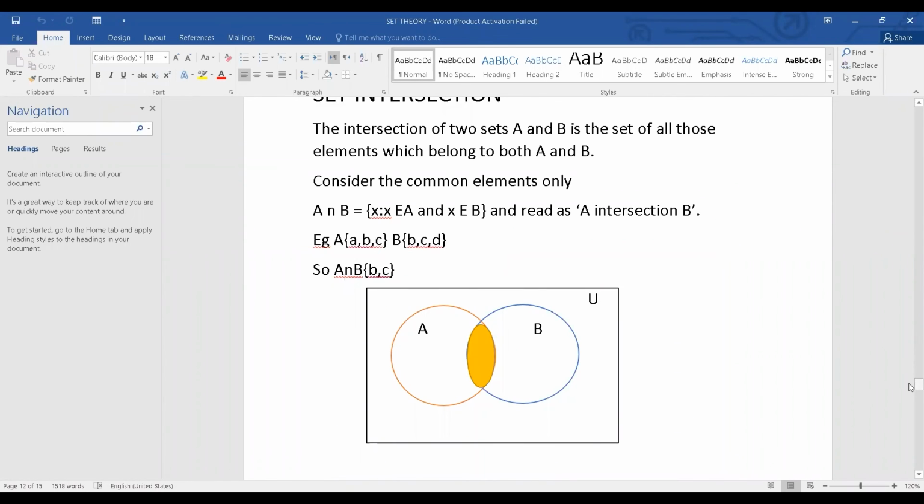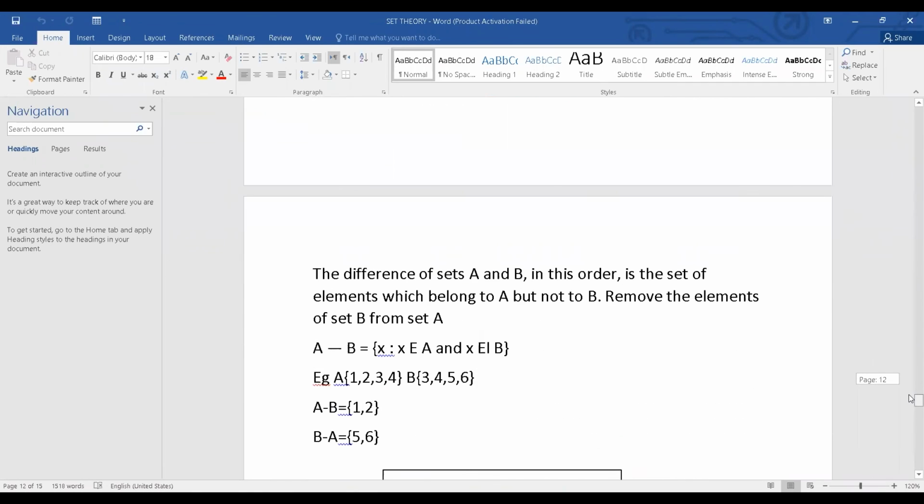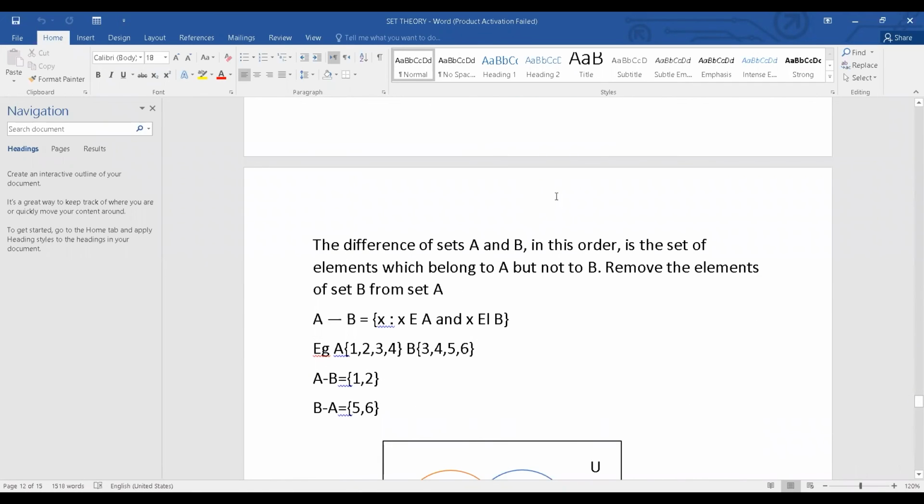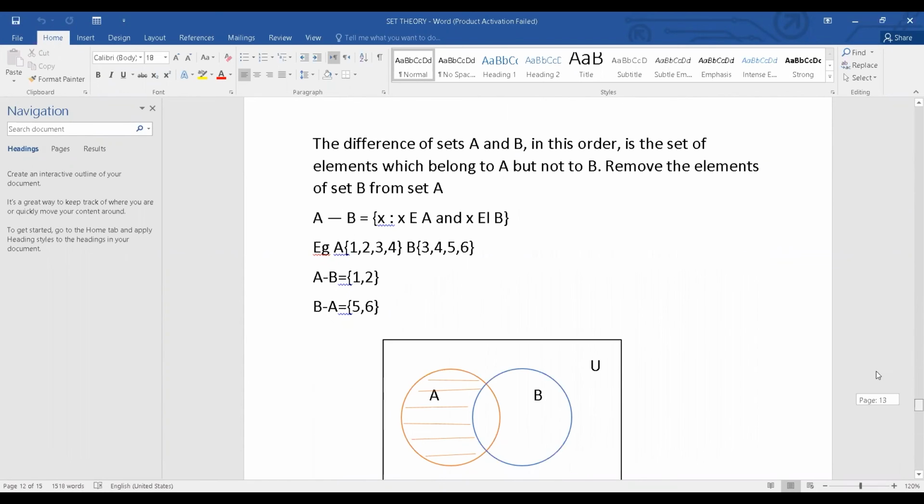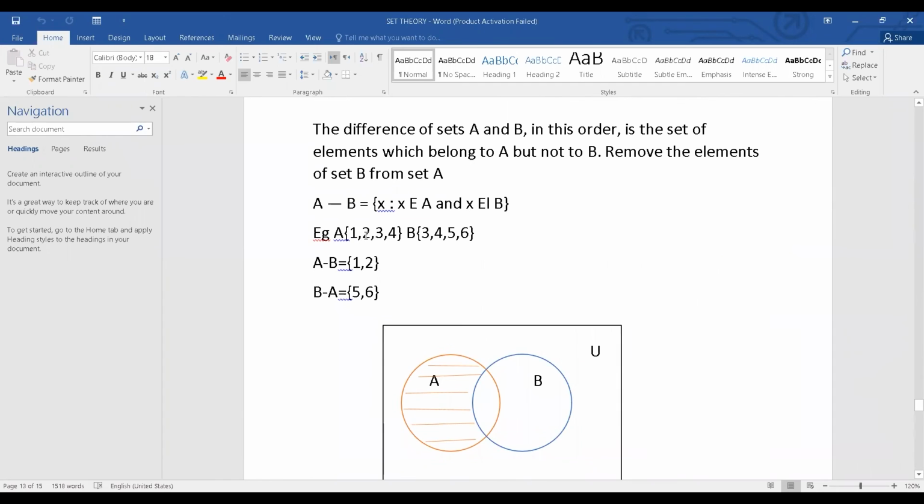Then we have set difference. The difference of sets A and B in this order is the set of the elements which belong to A but not to B. Remove the elements of set B from A. For example, we have set A: 1, 2, 3, 4. Set B: 3, 4, 5, 6. We set A minus B. This is the set difference of A and B.